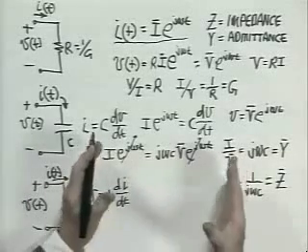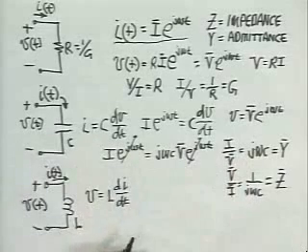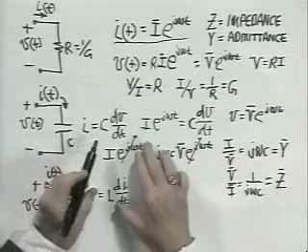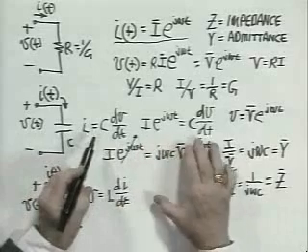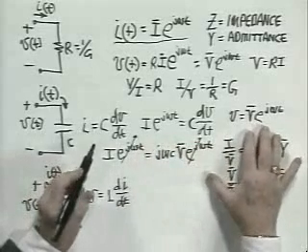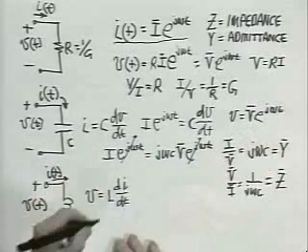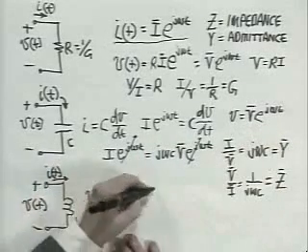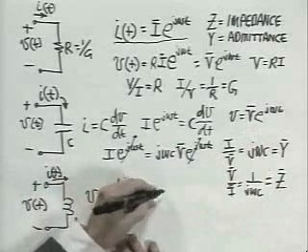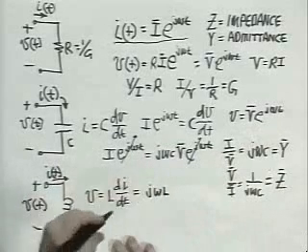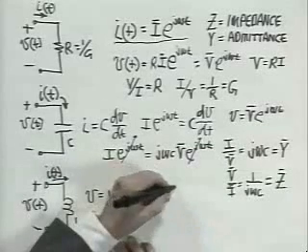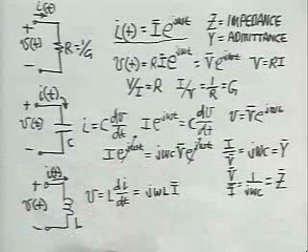If I go through exactly the same argument that I did for the capacitor, where I computed the current in terms of the voltage using a complex exponential form of the voltage, I end up with j omega L times the complex amplitude of the current I.